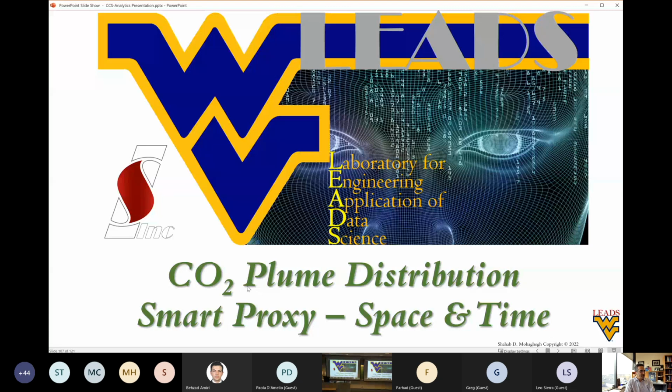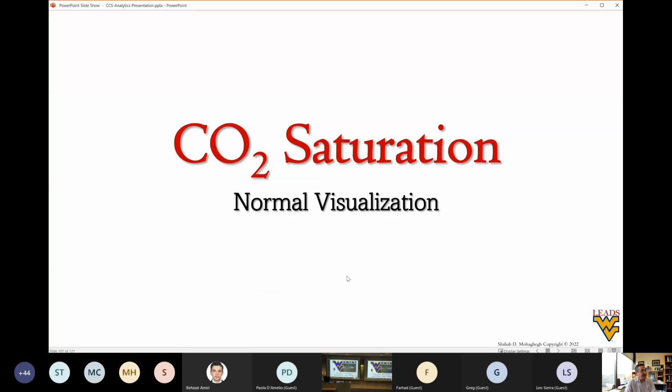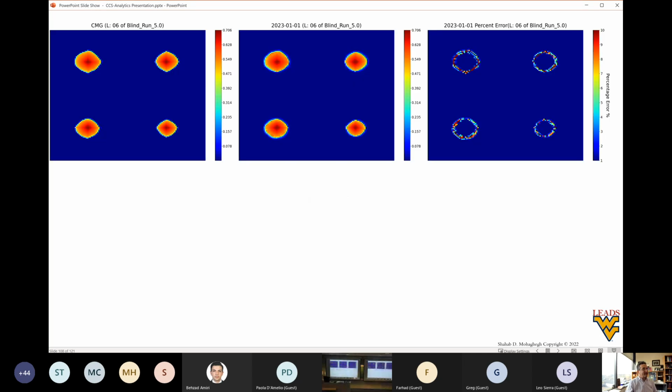Now let me show you the CO2 plume distribution in space and time. This is CO2 saturation. This is normal visualization. Another one shows the difference, literally every single percentage of difference. This is the CMG. This is the smart proxy. This is the difference, up to 10% error.